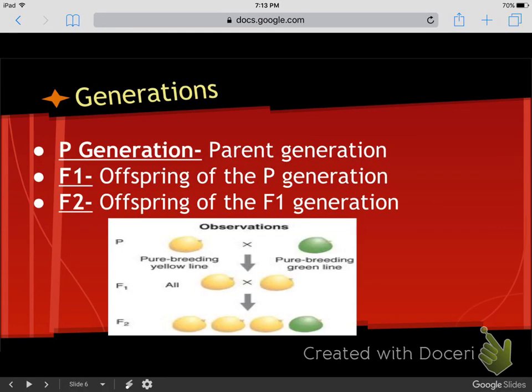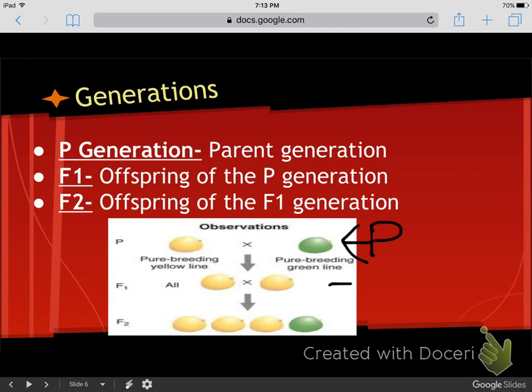So when we look at the passing of traits, we're going to often refer to the different passings as generations. The first generation that we're going to deal with are going to be your parent organisms or your parent plants. And this is going to be referred to as the P generation. So the first line of crossing that we're going to be doing between organisms is the P generation.